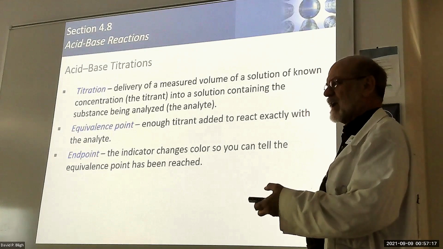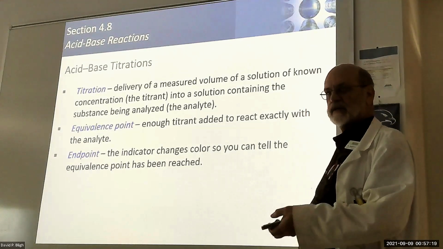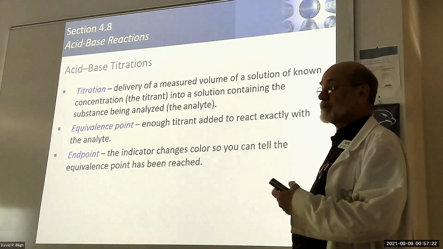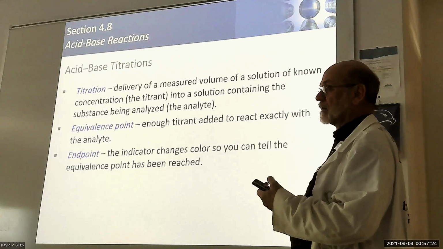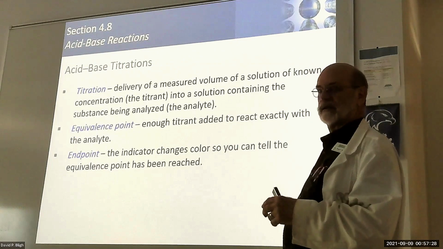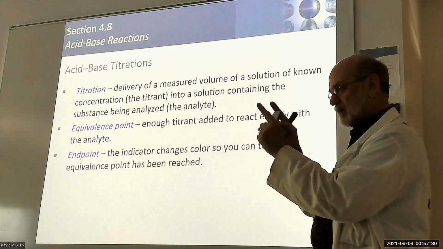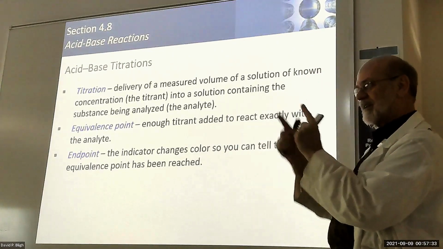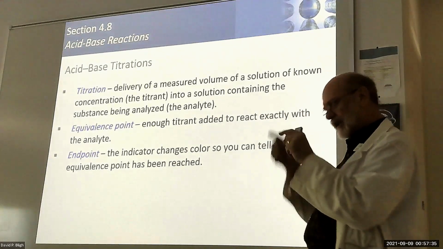And we typically in this class use phenolphthalein as our indicator. If it's acidic, it'll be clear. And if it's basic, it'll turn pink. And you want that place where it changes. That's where the equivalence point is in there somewhere.